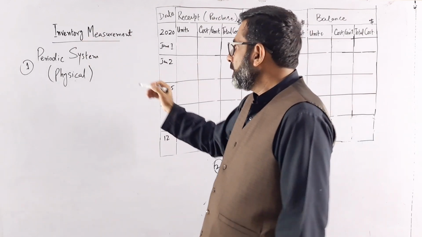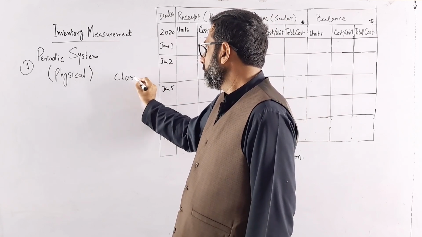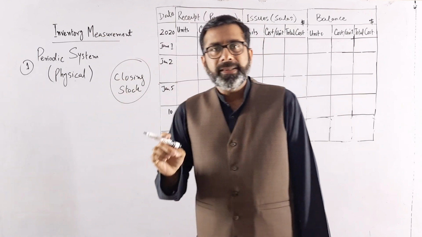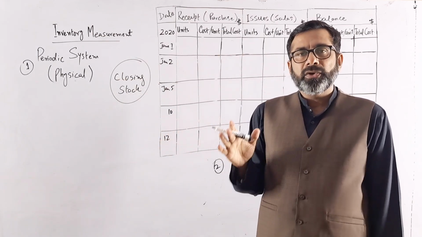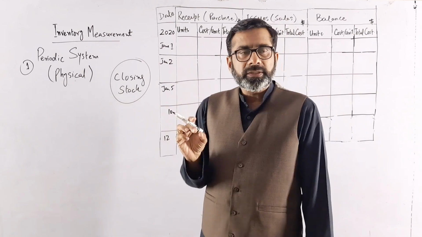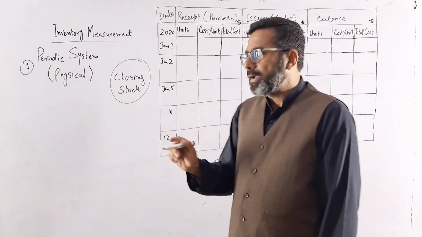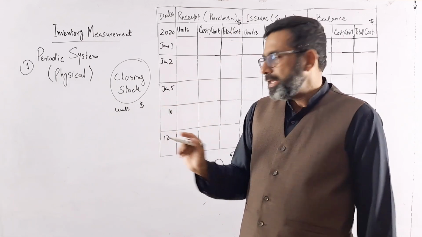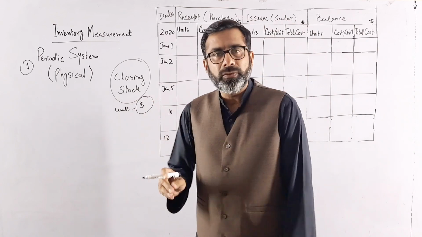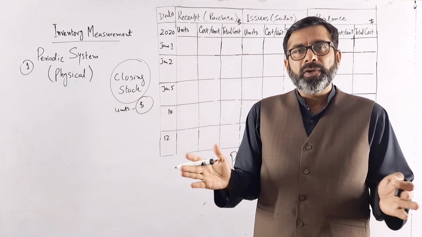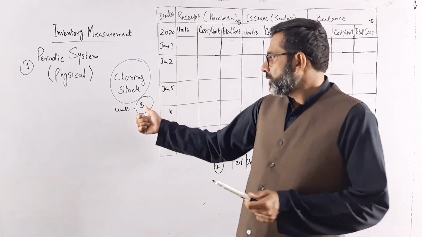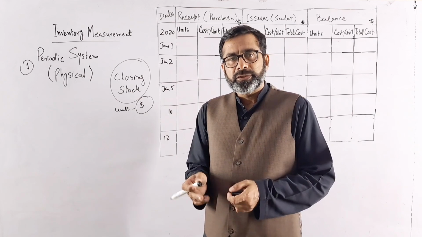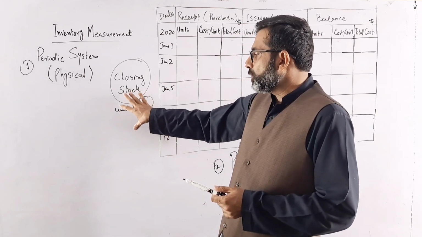For inventory, what we need is the closing stock. The closing stock means how much stock is available at the end of the month, the end of the year, or the end of the financial period. Obviously we have to know how many units there are, and also the value of that closing stock, because that value is written in the income statement when calculating the cost of goods sold, and it is also written in the statement of financial position as a current asset, the inventory stock. So that's why we need the value of the closing stock.